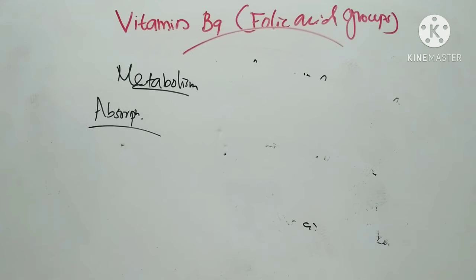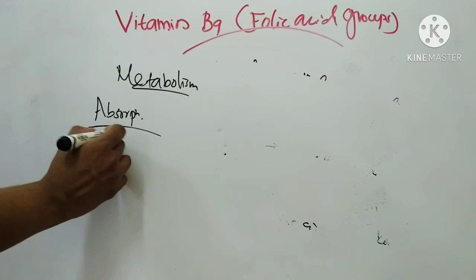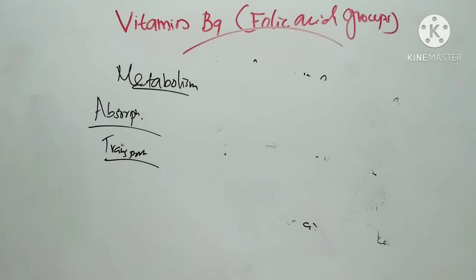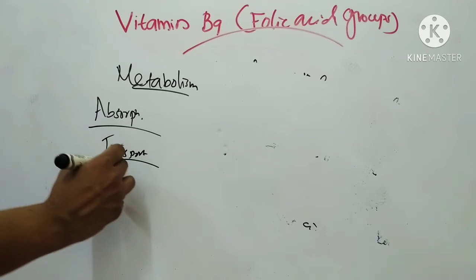So dihydrofolate is converted to tetrahydrofolate by the enzyme reductase. Tetrahydrofolate is then converted to methyl tetrahydrofolate, which enters the portal blood and is carried to the liver. That is the absorption. Then coming to transport, it is transported in blood as methyl tetrahydrofolate.